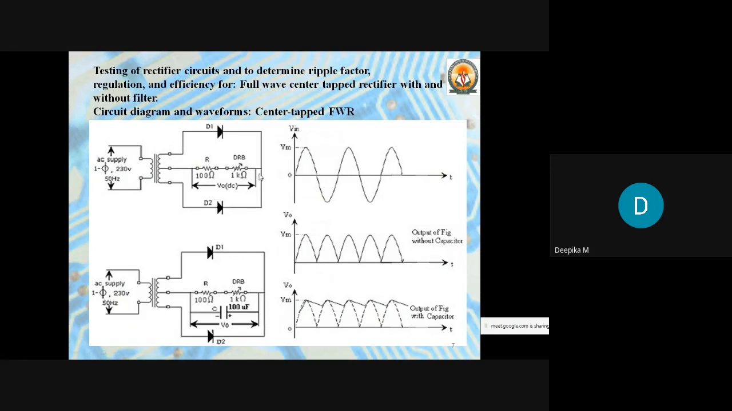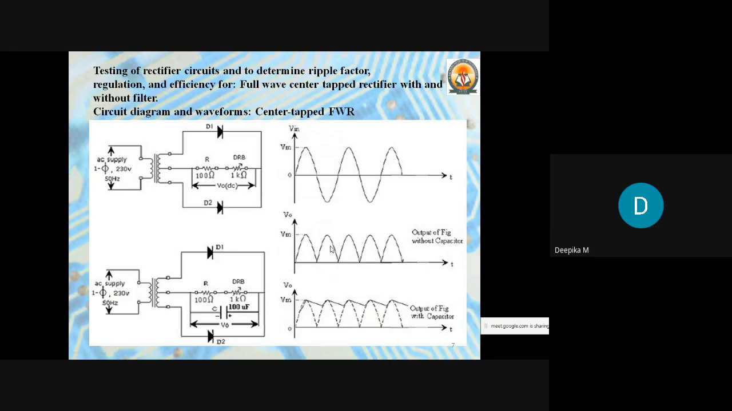During the positive half cycle, diode D1 is forward biased and hence it conducts. Diode D2 is reverse biased and hence it does not conduct. Therefore, the secondary current flows in this way: from the transformer to diode D1, then to the DRB, then to resistor R, then back to the transformer. So this is rectified.